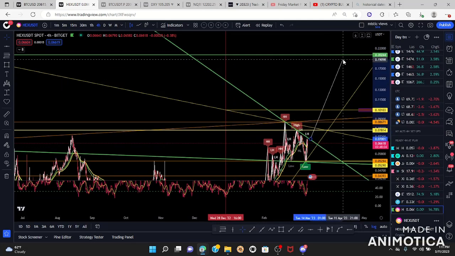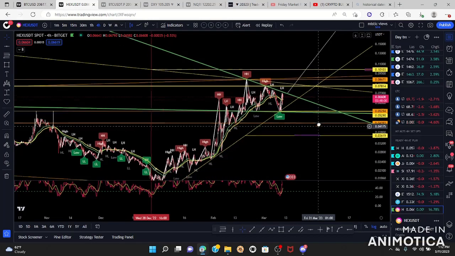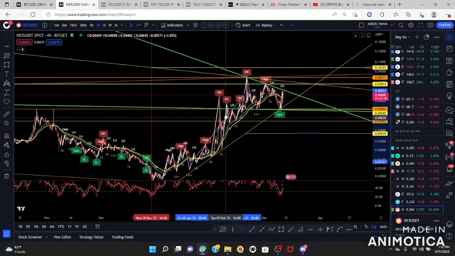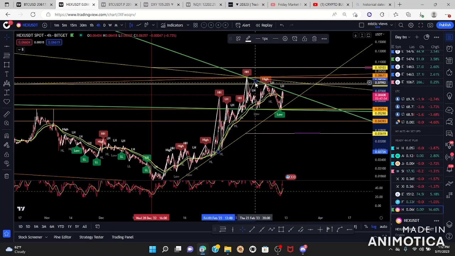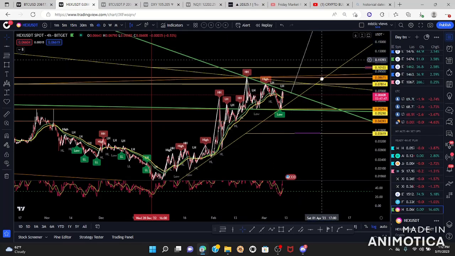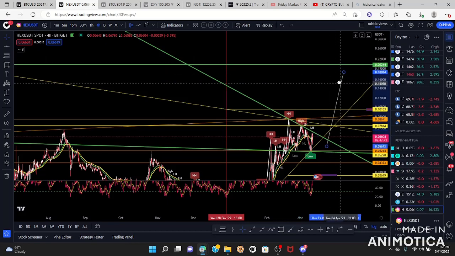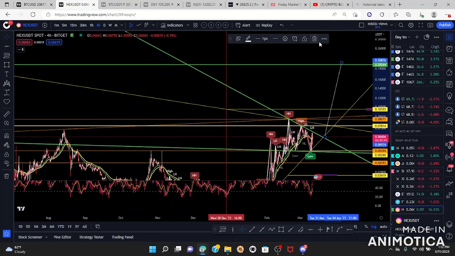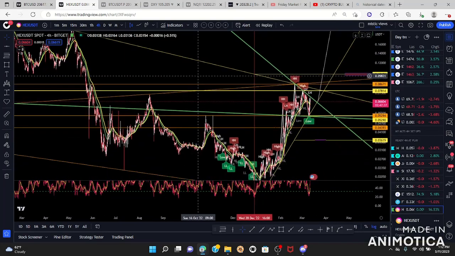What do you think? I like it, right? Because this would be the measure move from this bull flag here, if it breaks to the upside, of course. Could it break? Yeah. Could it not? Yeah. So we'll go with that average of a double top here.